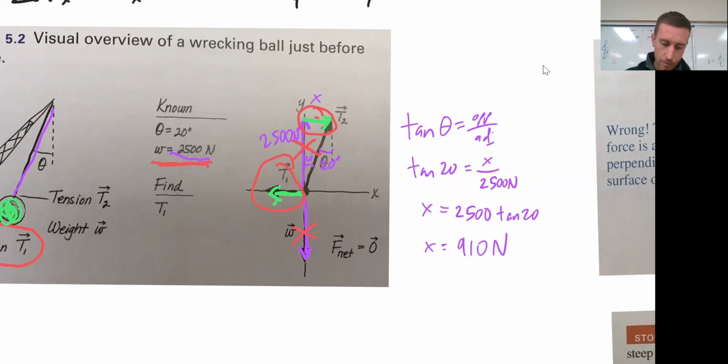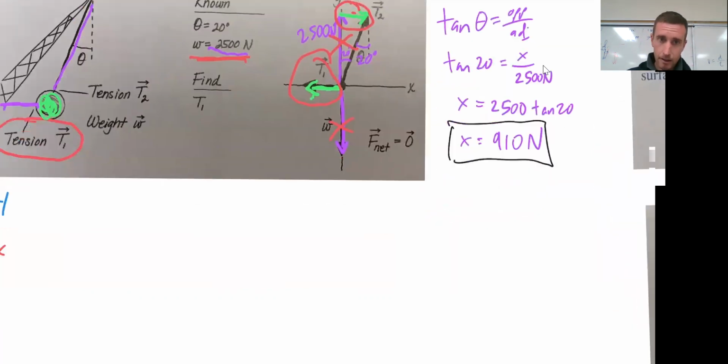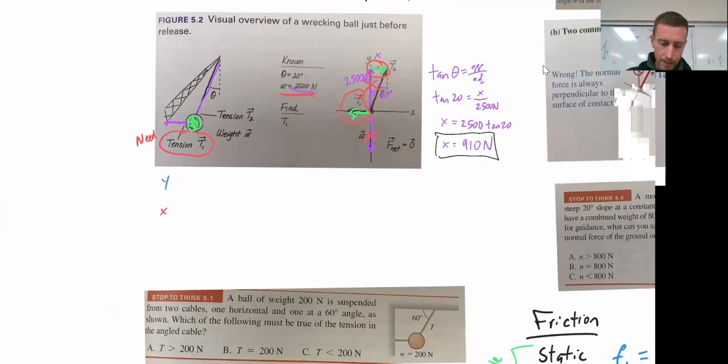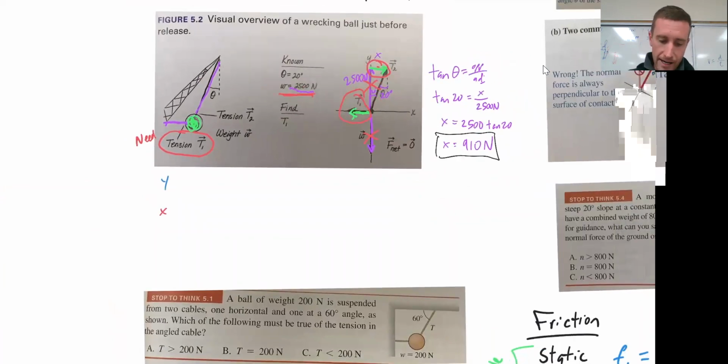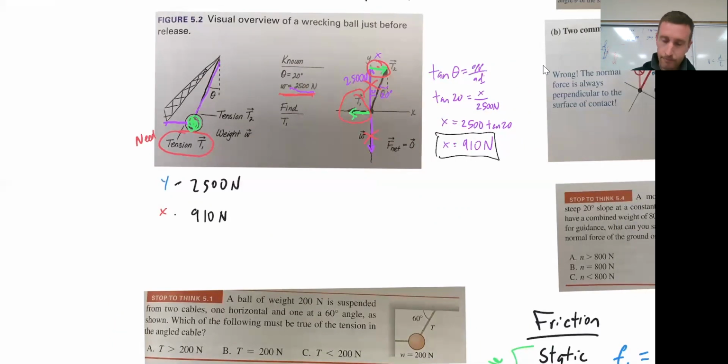Nice. So I broke it down into the horizontal and vertical components, and that made a tremendous amount of difference. Much easier that way. This was a reminder that I should solve for the Y component and then the X component. The Y component was 2,500, and the X component was 910 newtons, based off of the tangent.